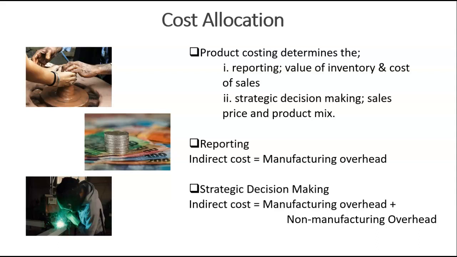One interesting fact about the reason for product costing is normally when you do it for reporting, you have to follow the accounting standards. So when we talk about indirect costs, we will only include manufacturing overhead amount. However, if you do product costing for strategic decision making, for indirect costs, you will normally include manufacturing overhead and non-manufacturing overhead.